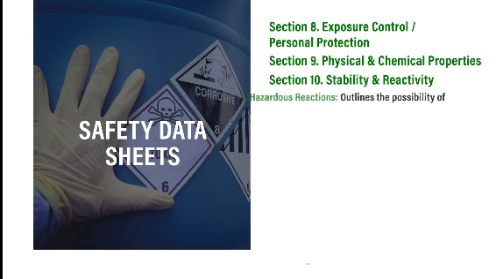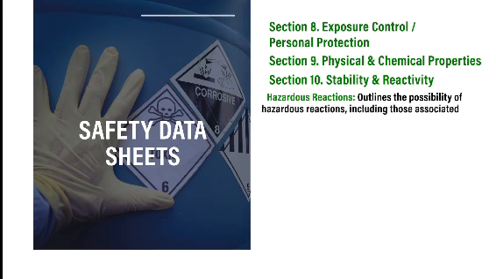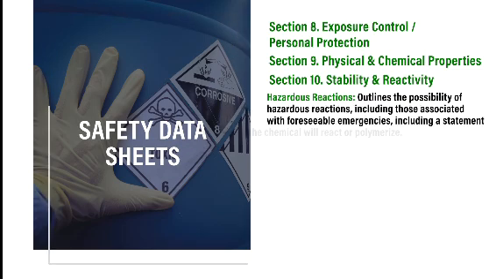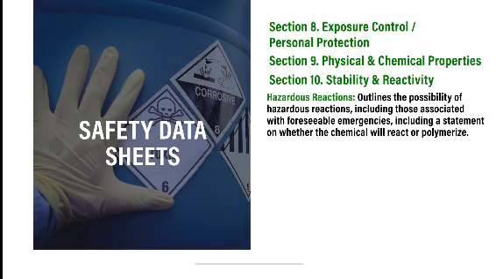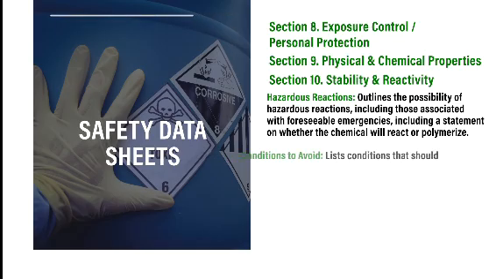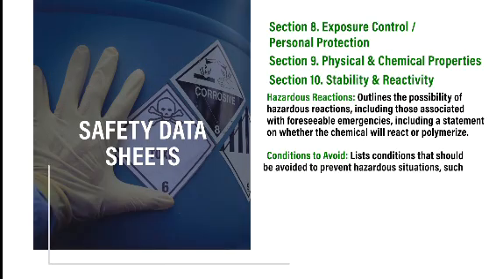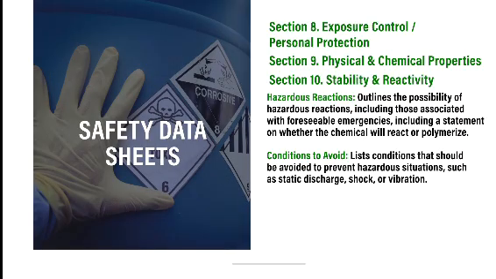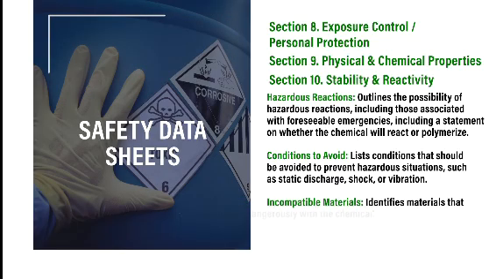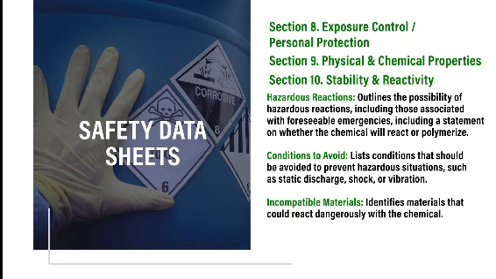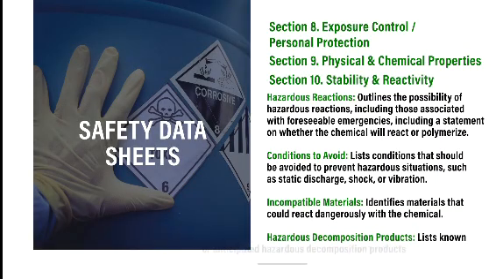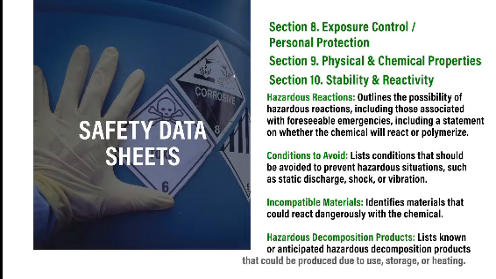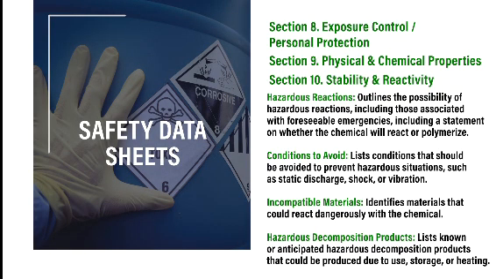Hazardous reactions. The section outlines the possibility of hazardous reactions, including those associated with foreseeable emergencies, including a statement on whether the chemical will react or polymerize. Conditions to avoid lists conditions that should be avoided to prevent hazardous situations, such as static discharge, shock, or vibration. Incompatible materials identifies materials that could react dangerously with the chemical. Hazardous decomposition products lists known or anticipated hazardous decomposition products that could be produced due to use, storage, or heating.